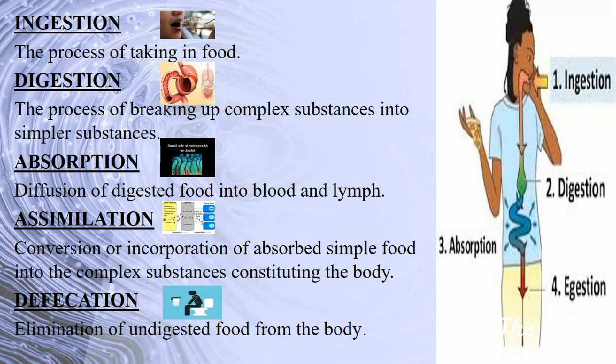And when the digested food is moving towards the body cells, those body cells will synthesize the different structures. That process is called assimilation. What is assimilation? Conversion or incorporation of absorbed simple food into the complex substances constituting the body.